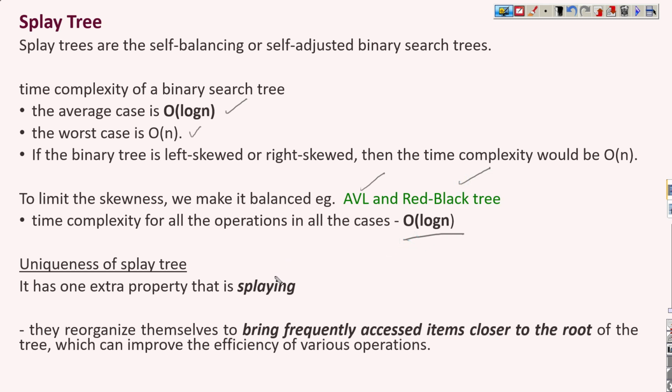So what exactly are we doing in the splay tree? The splay tree is basically doing for us a kind of caching activity, which will bring all the items which are frequently accessed closer to the root. So what is the impact of this activity?